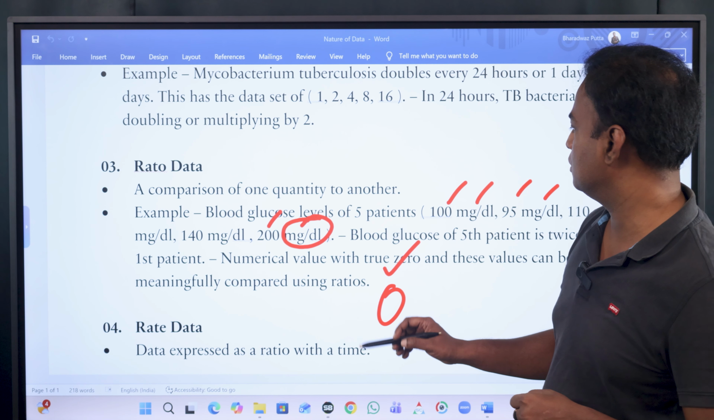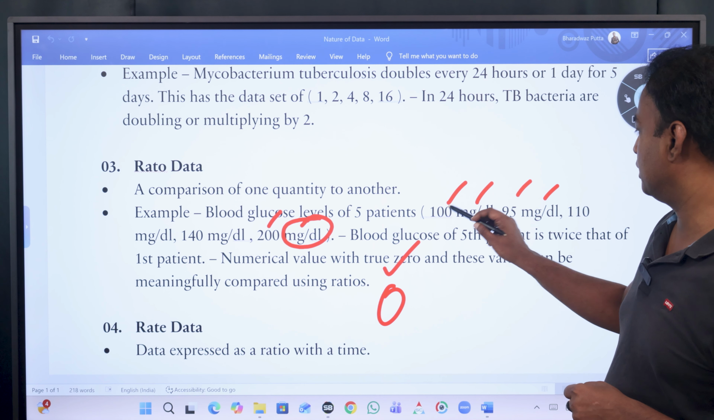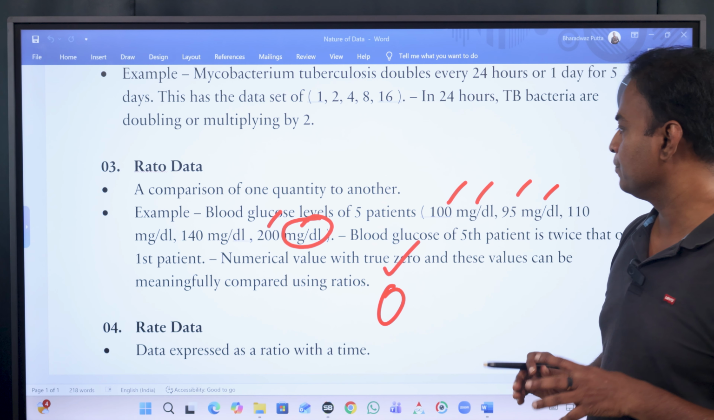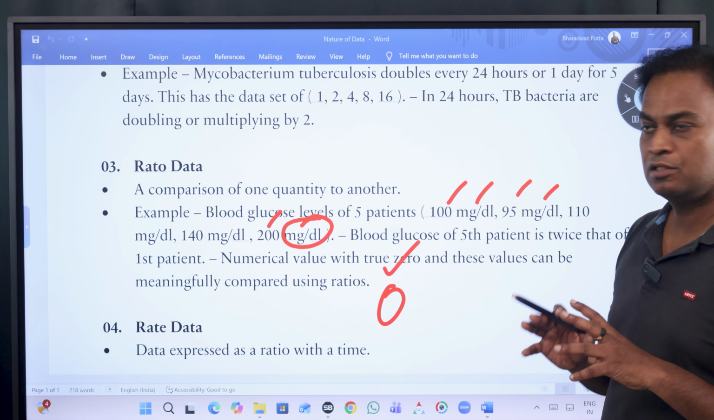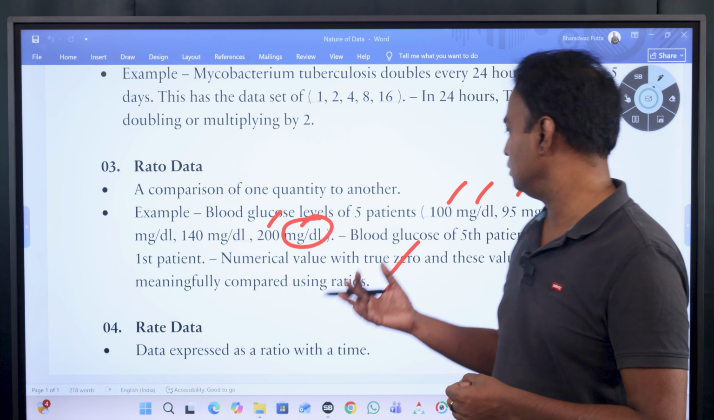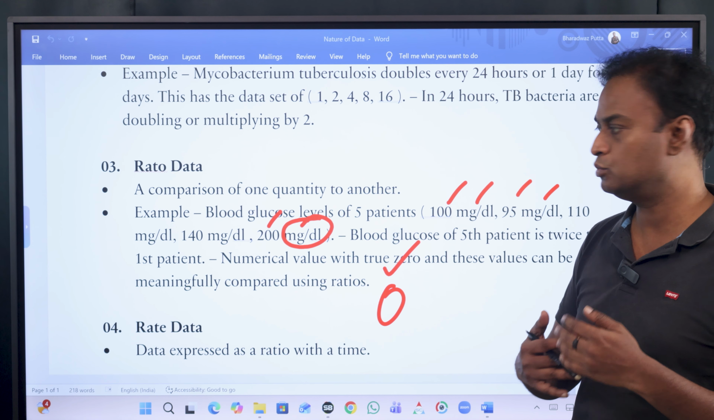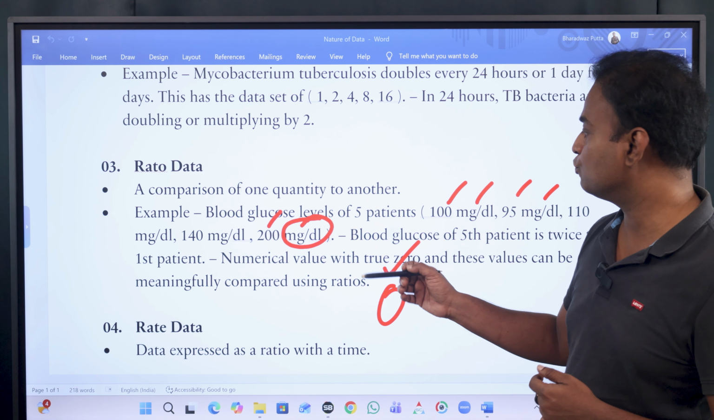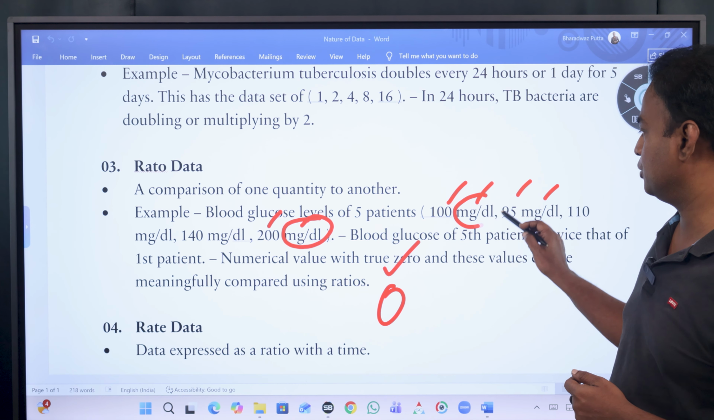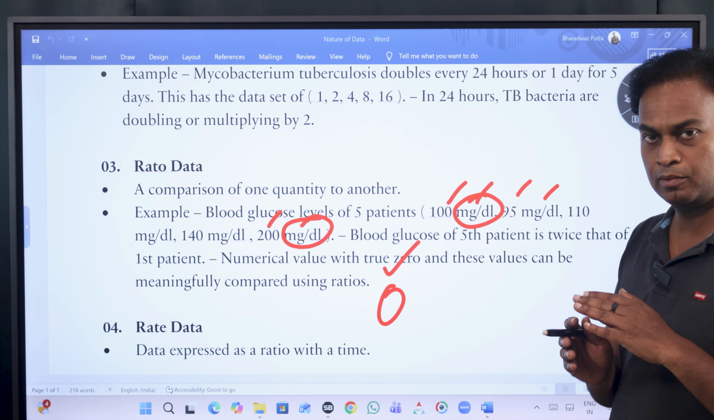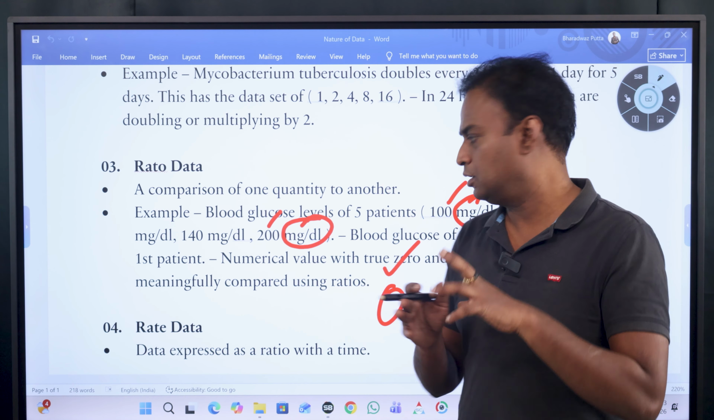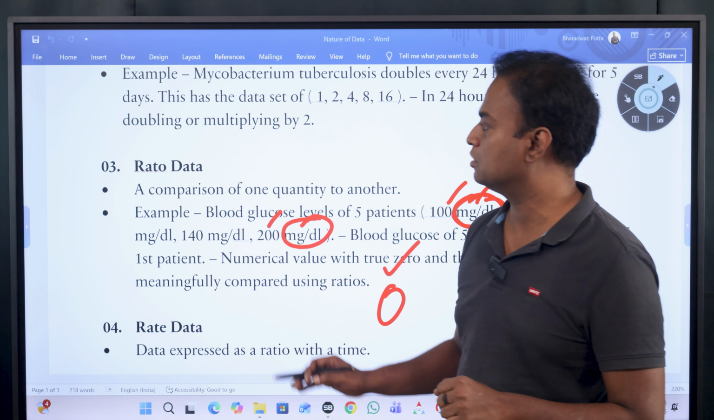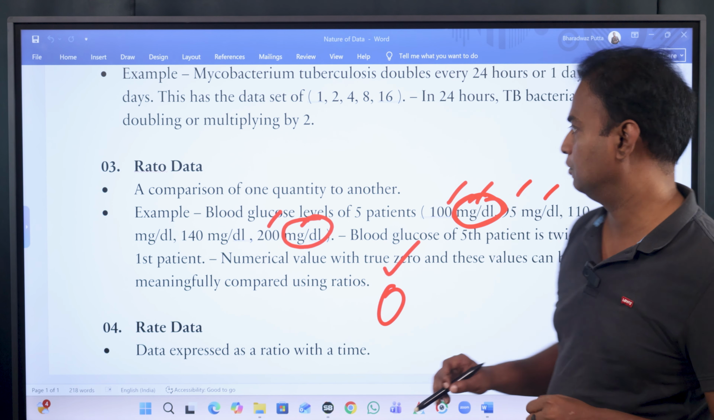For example, for patient 1 it is 100 mg per dl, and for the fifth patient it is 200 mg per dl. The blood glucose level of the fifth patient is twice that of the first patient. Here you can compare different values using ratios, and each value has a ratio. Here mg per dl is also a ratio. Because of this, the data is considered ratio data.